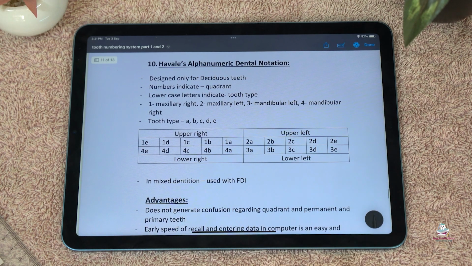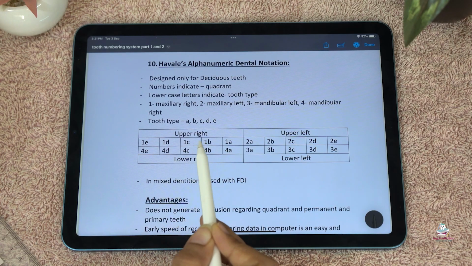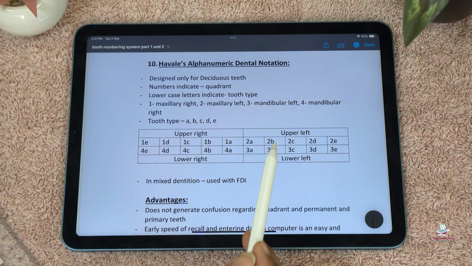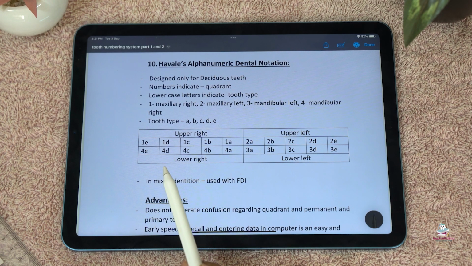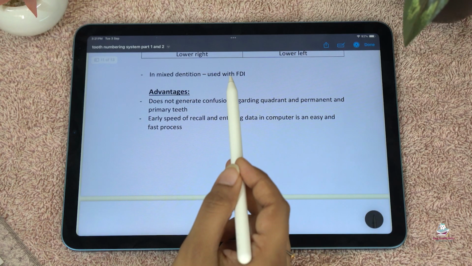Then there is Haderup's alphanumeric dental notation, designed only for the deciduous tooth. The number indicates the quadrant and the lowercase letter indicates the tooth type. So first is for maxillary right, second is for the maxillary left, third is for mandibular left, and fourth is the mandibular right. And the tooth type is A, B, C, D, E: central, lateral, canine, first molar and second molar. In mixed dentition, it is used with the FDI system.